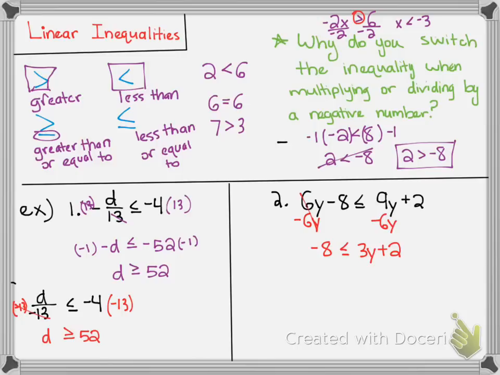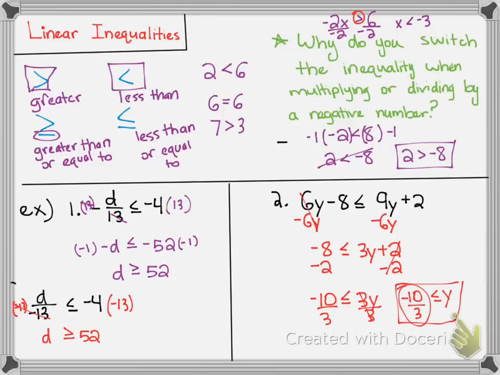Now we need to get our numbers on the same side. So let's subtract 2 from both sides. These cancel, and I have negative 10 is less than or equal to 3y. Last step is to isolate the y, so divide both sides by 3. These cancel, and y is greater than or equal to negative 10 over 3. That would be your final answer. I know that negative 10 over 3 is not a pretty number, but if you were to put it in your calculator, you just get some really long decimal. It's better to leave it as an exact number and as a fraction.